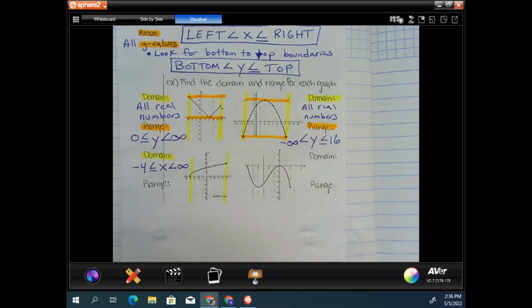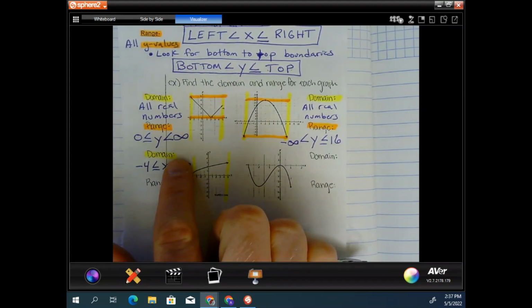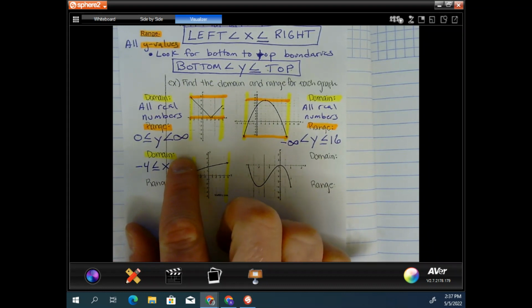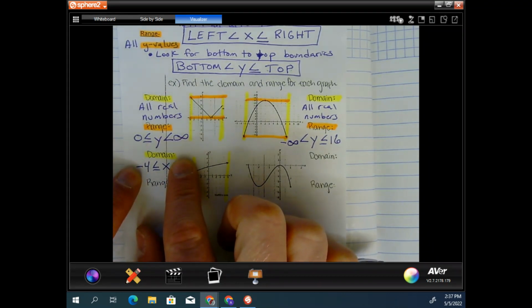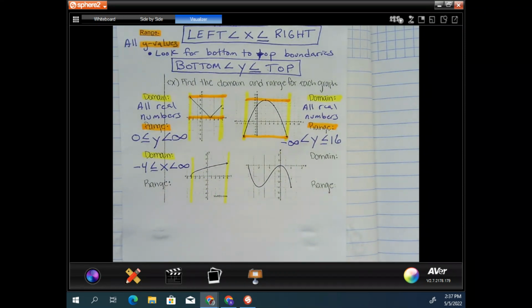Now, once again, just like the previous one, if you have an arrow on your boundary line that you draw, you actually technically don't have to include that, because I read this as -4 is less than x, or x is greater than -4, and that would include everything greater than -4.